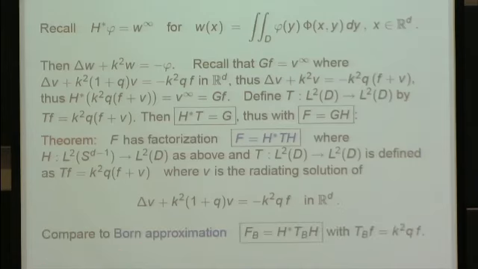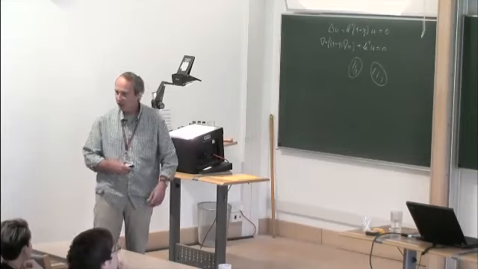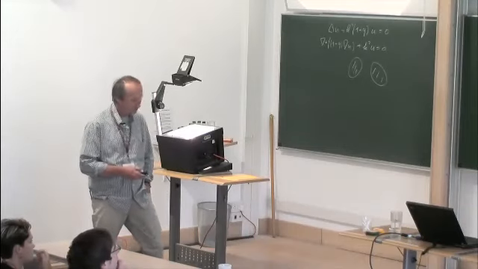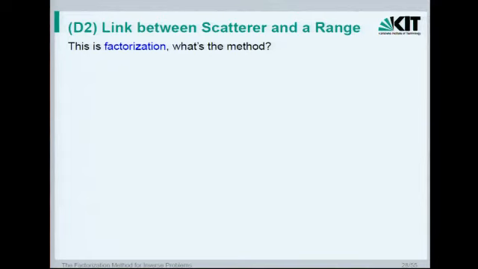And if you compare that to the Born approximation, FB, you had the same H as here, but T is this, and TB was that. So also here, you ignore this term here, and you get back TB. So it's kind of also very natural that you get back the Born approximation here. Okay, that is a factorization, but what's the method? Okay, you have an idea from the finite dimensional case.